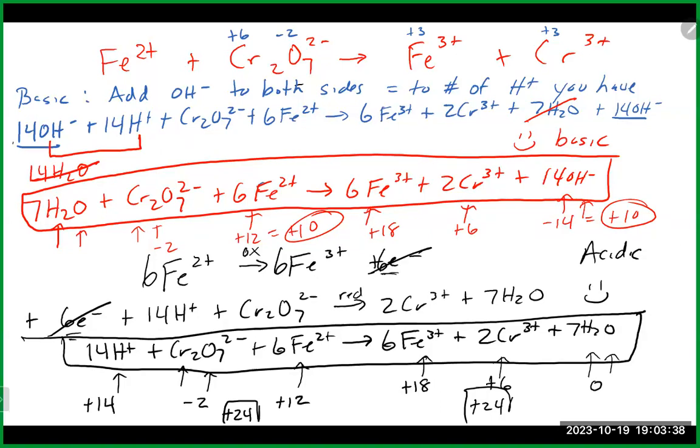That is probably the easiest way to turn it into basic, is to just balance it in acidic and convert it at the end. You could actually do it in the middle where you add before you add the electrons, but it's a lot more like canceling stuff out, and you definitely don't want to do that.